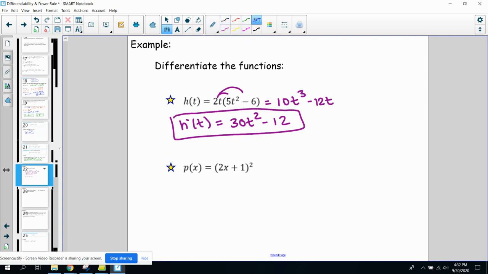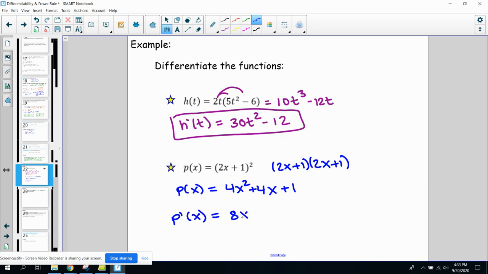Okay, and then this example here, even though we have a power, because it's not like x or 2x or whatever to the power, we have something that's being added. We have to actually write this twice and FOIL it out and expand it before we can do the power rule. So we're going to write it twice. So our p of x is really going to be 4x squared plus 4x plus 1. So now when I take the derivative of this, I'm going to get 8x plus 4. So you're making it easier for yourself to use the power rule.